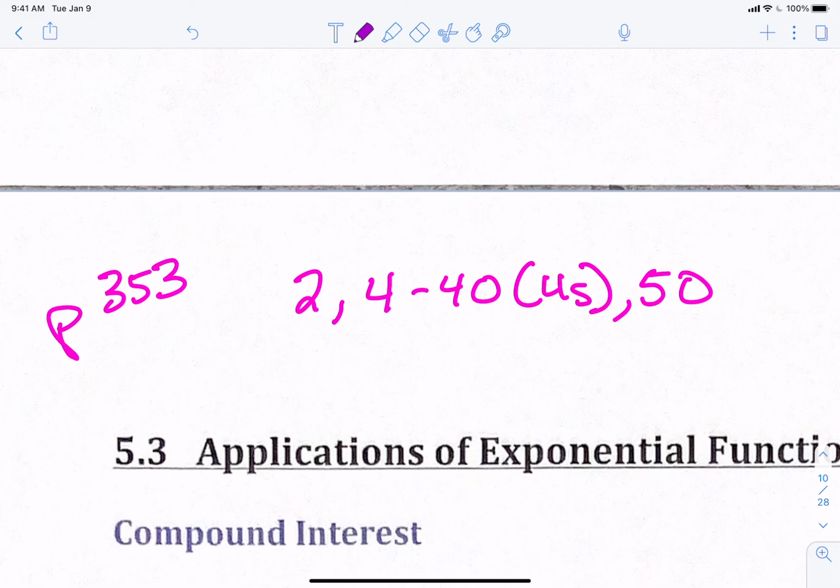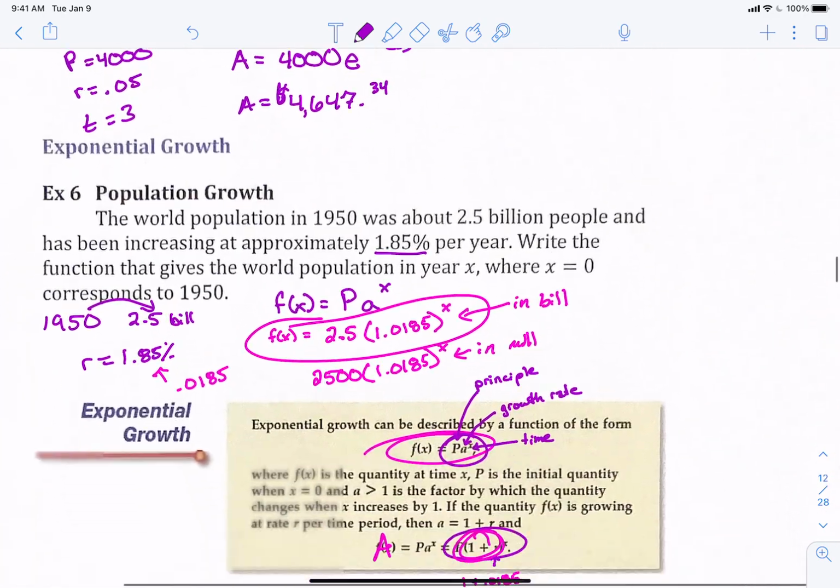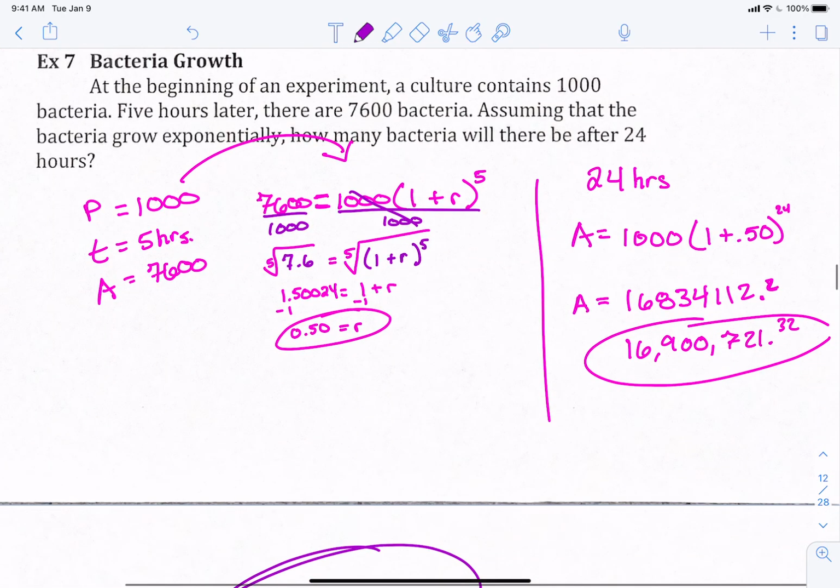What did you say? Example 7. Can we look at example 7? Oh, you need to go back to it. Okay? Example 7. Right there. There you go. Okay?